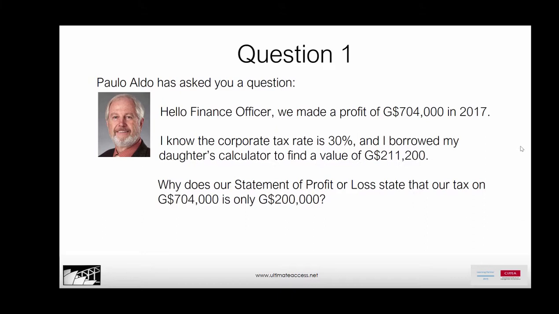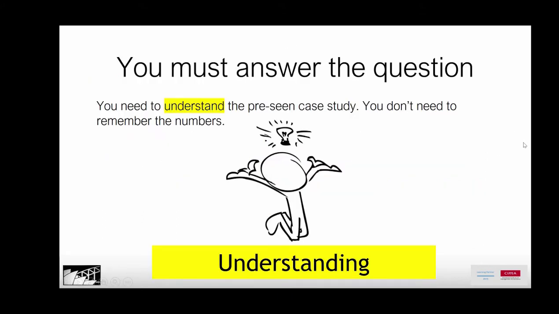And then he asks you the question as finance officer, why does our statement of profit or loss state that our tax on 704 Gigland dollars is only 200,000? So there's an implicit question here: are we falling foul of the tax rules? Are we evading tax in some way? So here you must answer the question. You need to understand the scenario, and you don't need to remember the numbers.